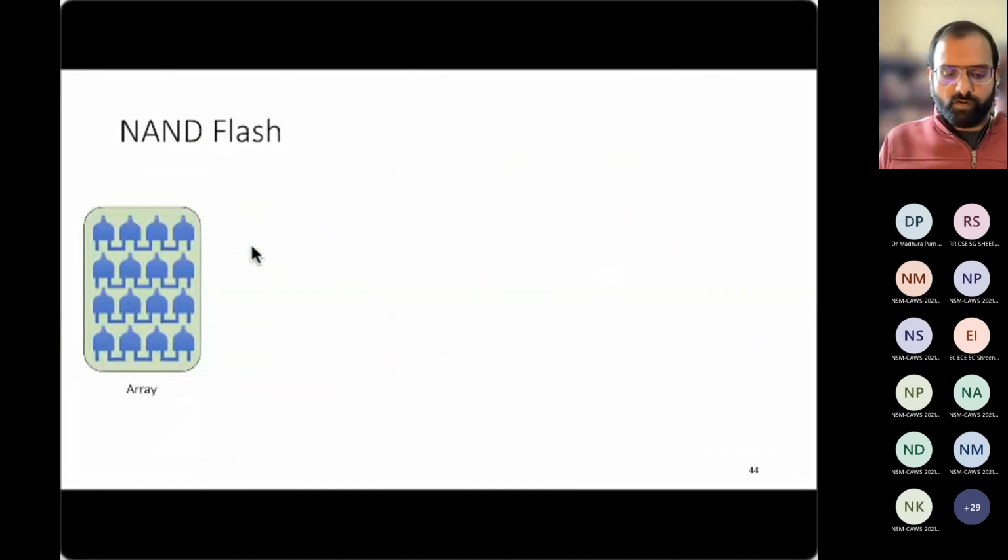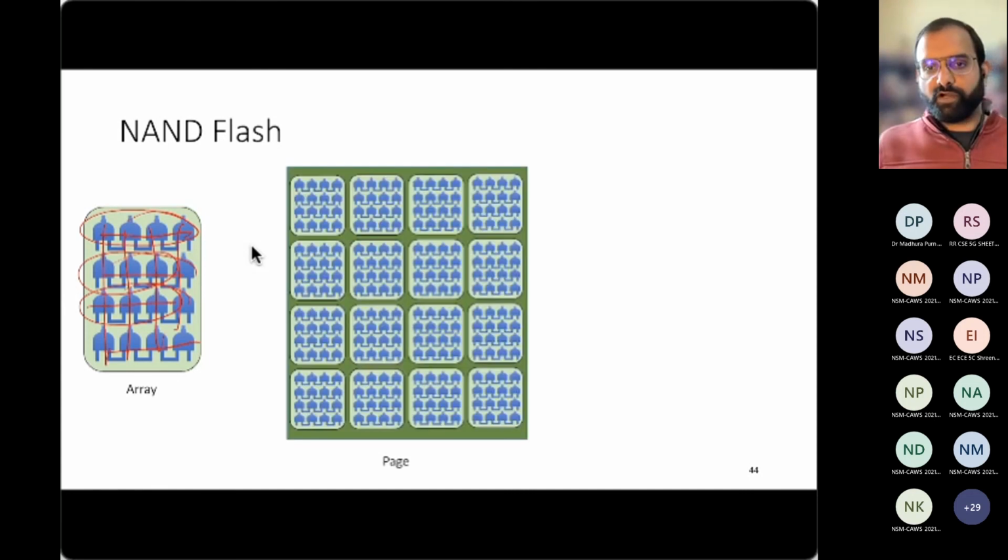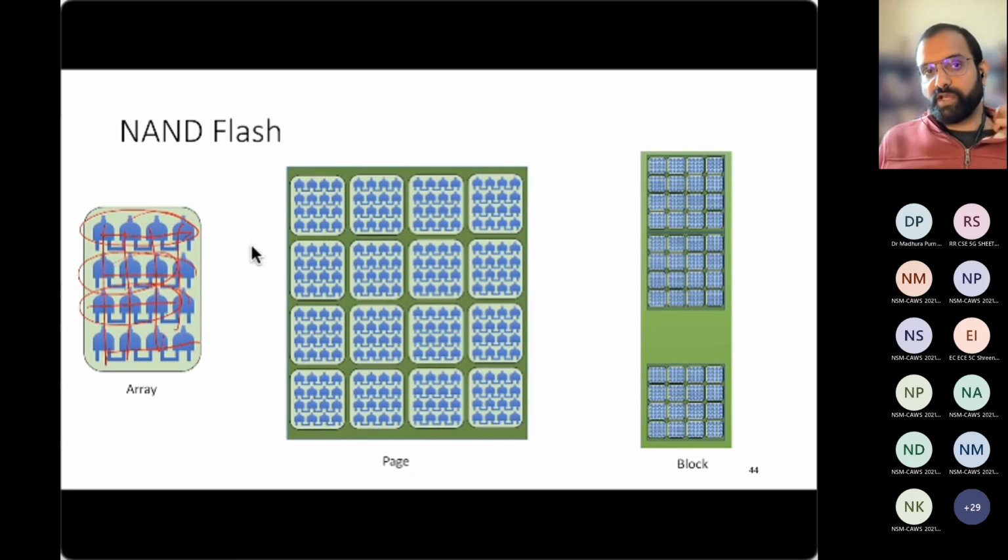You have a whole bunch of these cells that come together to make an array. So you have an n cross n array of NAND devices, right? A bunch of these arrays make up what is known as a page, and a bunch of these pages make up what is known as a block. Again, this is not to scale. It doesn't show the correct circuitry. I just wanted to give a logical impression of how things are arranged, right?